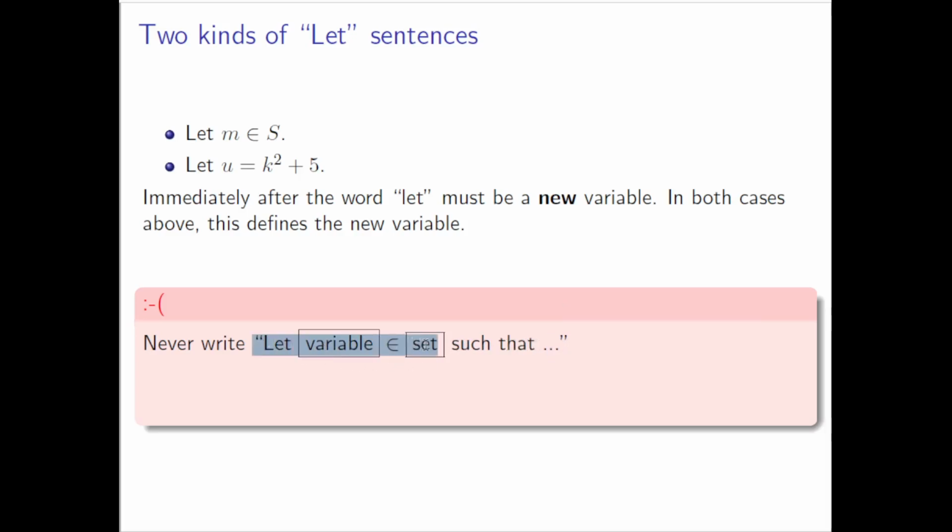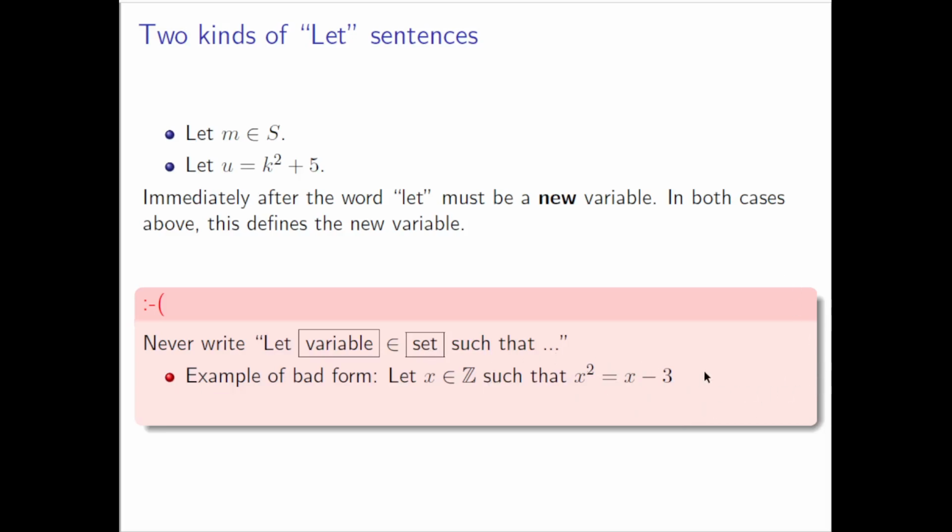By the way, you should never write let variable in set such that, and then some additional text. So up to this much, let variable in set, right, before the such that, looks like this right here. That would be fine, but end it with a period. But if you include this such that, and then you include some additional things here, this is very dangerous. This leads to lots of errors. So here's an example of this bad form, right?